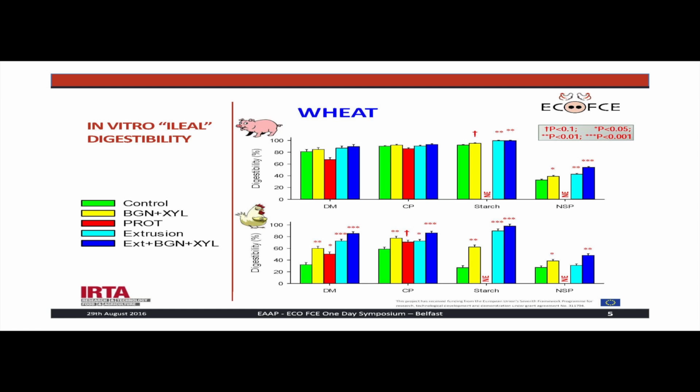In the poultry, we saw improvements in dry matter digestibility for all approaches, both beta-glucanase, xylanase, protease, and extruded treatments, and crude protein the same, and also for starch, and for NSP also there was an improvement when beta-glucanase and xylanase was added.